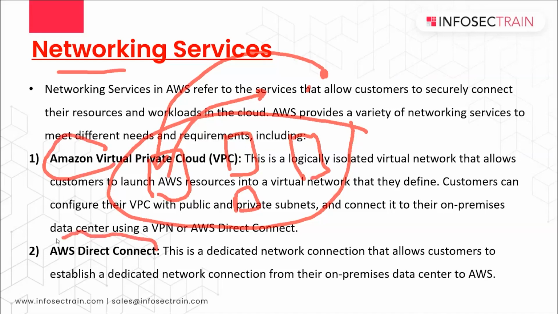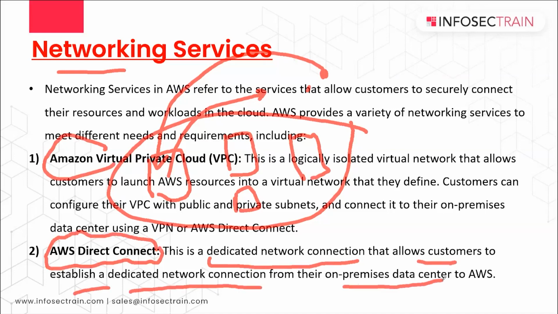Then there is something called AWS Direct Connect. This is a dedicated network connection that allows customers to establish a dedicated connection from an on-premises data center to AWS. This is your AWS Direct Connect.